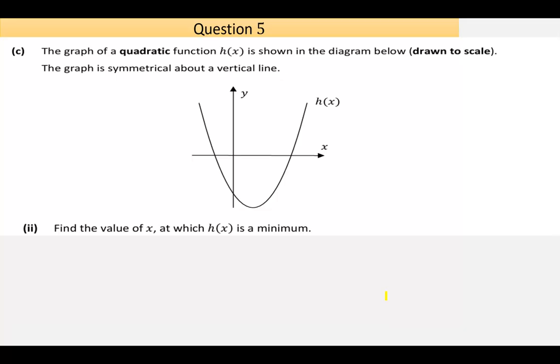Part C, part 2 says find the value of x for which the graph h of x is a minimum. So in essence, we're trying to find this point here. Now, the one thing about a graph is that we're looking maybe at slopes. The slope here is negative going down, positive going up, but here at the minimum or maximum, the slope is 0.